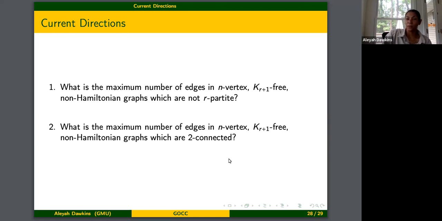is two-connected? Right, so our extremal graph is getting non-Hamiltonicity in a very lazy way, which is having that pendant edge to guarantee that it's not Hamiltonian, meaning that we can make one cut and disconnect our graph. So what if we require it to be two-connected, meaning that we need at least two cuts to disconnect our graph? How would that affect our extremal graph and our edge bound?